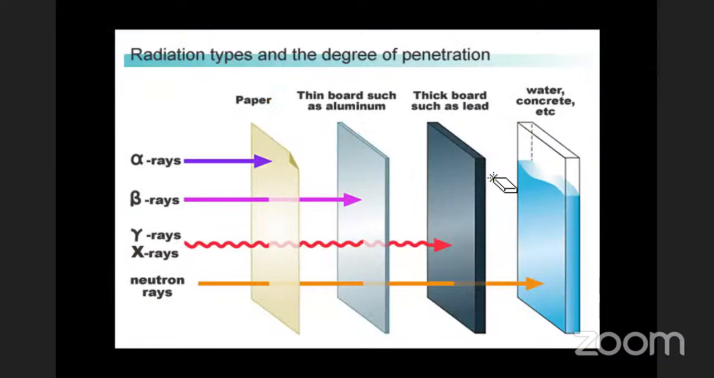And also I have told about the penetration. The neutrons have the maximum penetration, alpha rays have the minimum penetration, and alpha rays have maximum tissue damaging property. Whenever there is less penetration, it causes more tissue damage. So this is all we discussed in the last class.